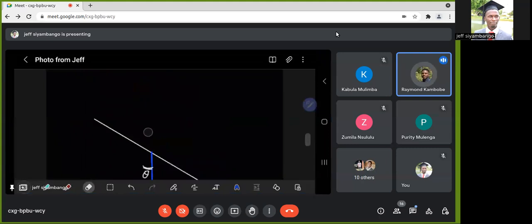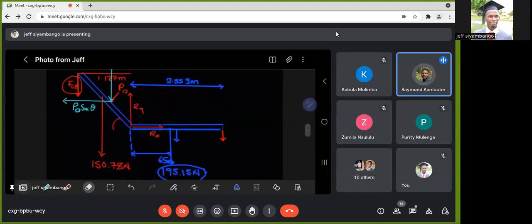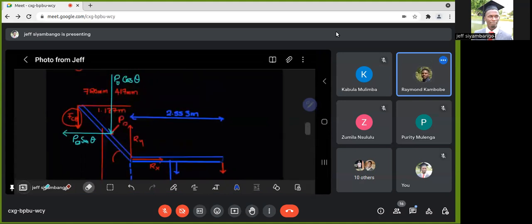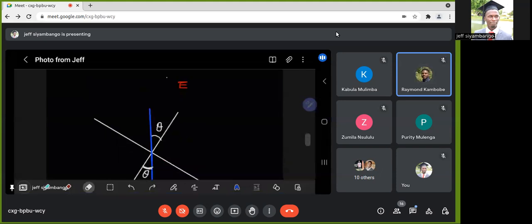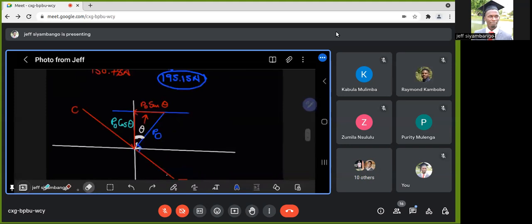Let me just ask a question again. Well, how is it cos theta for the horizontal and the cos for the vertical? Okay, so this is what we have here. Let's make this bigger.